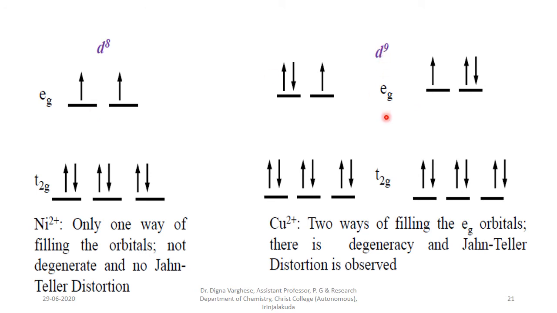In the case of d9, there are two possible ways of filling electrons in the eg level. One is dx square y square 2 and dz square 1, and in the other case dx square y square 1 and dz square 2. So there are two possibilities, and Jahn-Teller distortion is always observed for the d9 system.